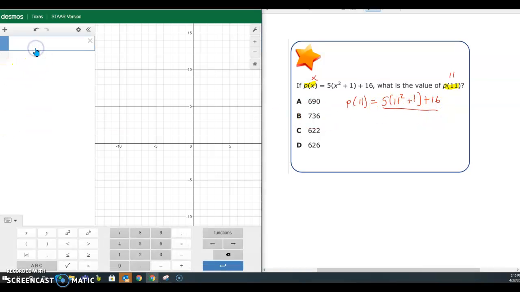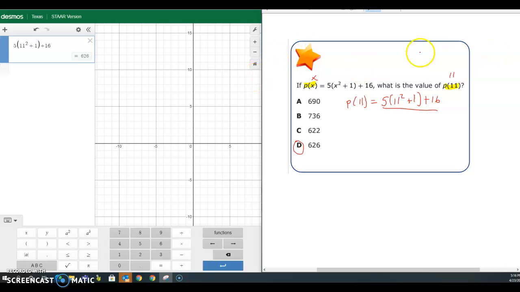Now, you could do it by hand, or you could just type it into your calculator. 5 times 11 squared plus 1. Oh, wait, the square is wrong. The square goes over here. Plus 16. So when I type that into my calculator, I replace my x squared with 11. I got 626.